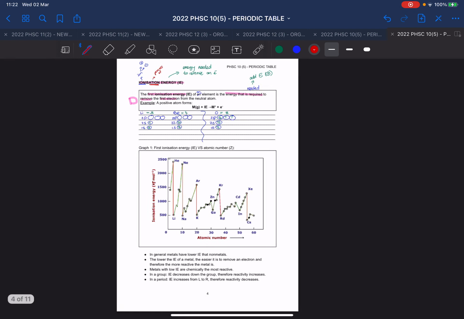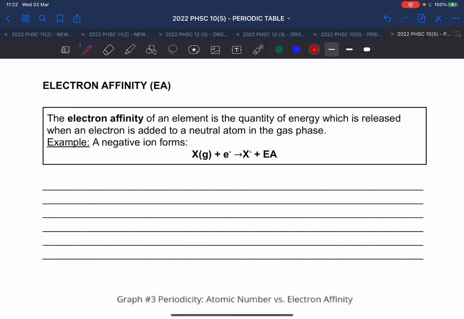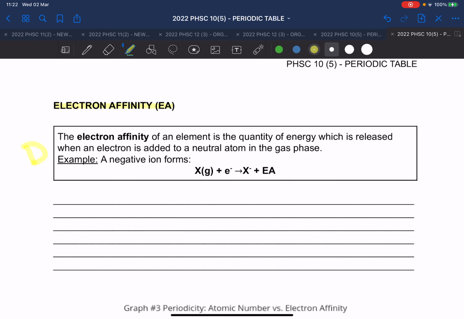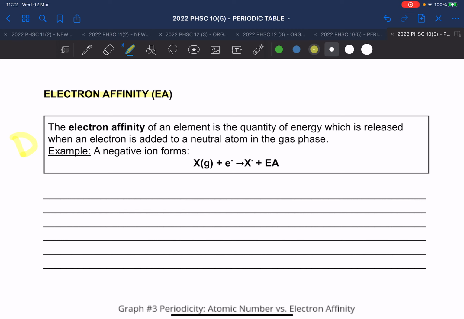Go back to your notes, and we're going to go to electron affinity. Electron affinity is basically the inverse of ionization energy, the opposite of ionization energy. I'm going to read and then explain. It says, the electron affinity of an element is the quantity of energy that is released. Release means given off or given away. The energy that is released when an electron is added to a neutral atom in the gas phase.